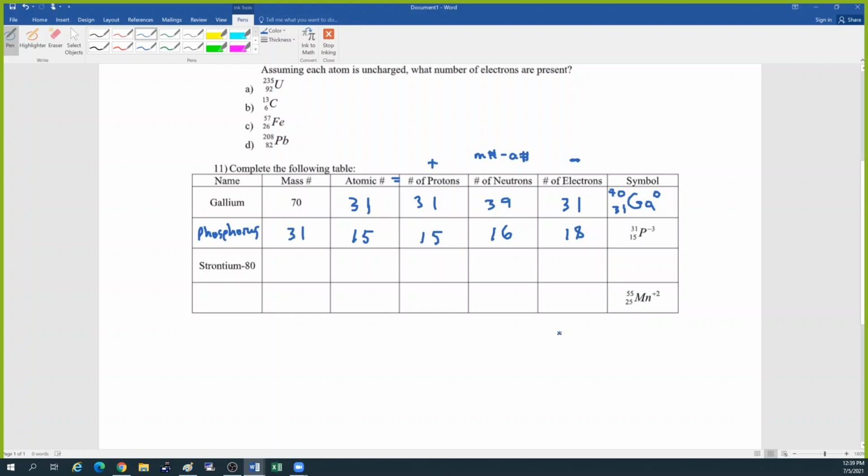One side note, when you see an element name with the number in the name like that, that's always the mass number. So like this one is uranium 235. This one is carbon 13. So when you hear somebody say an element name with a number, they're telling you the mass number. I just thought you needed to know that for this next example.